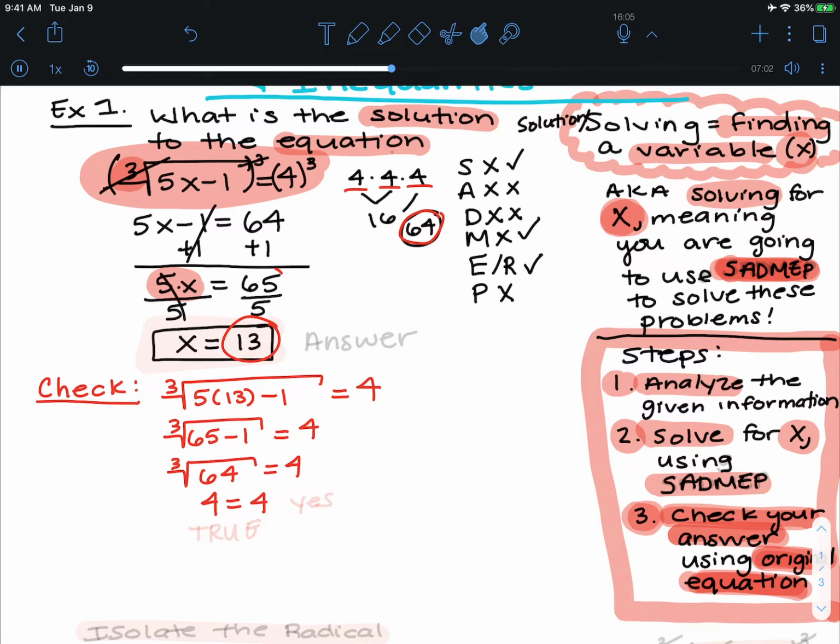Does 4 equal 4? Yes, so therefore this right here is a true statement. So therefore x equals 13 is definitely 100% my answer. Okay, and so that right there is how you do this problem. I have some more examples for you, so let's go ahead and continue.